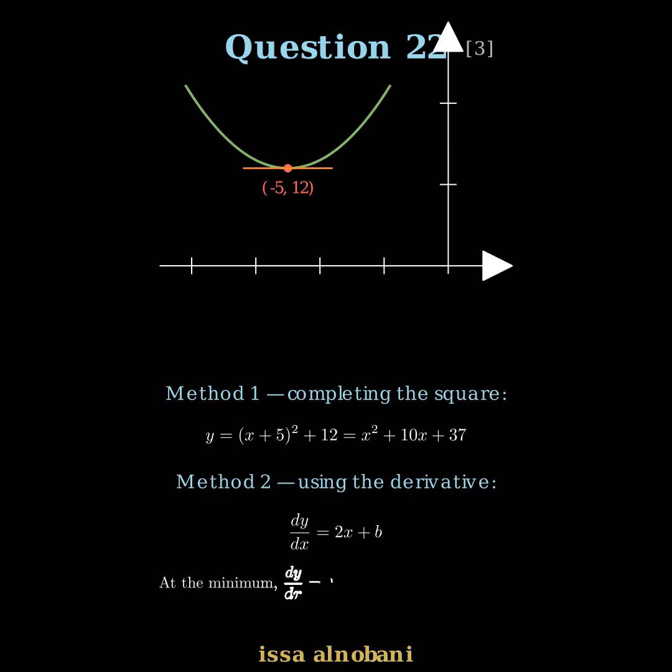Then substituting the point negative 5, 12 back into the equation. 12 equals negative 5 squared plus 10 times negative 5 plus c, which is negative 25 plus c. So c equals 12 plus 25, which is 37. Both methods agree. b is 10 and c is 37.